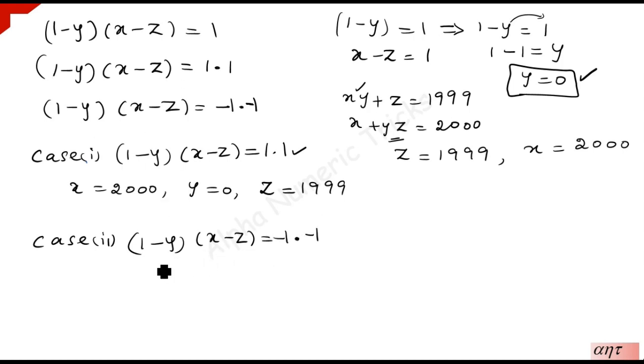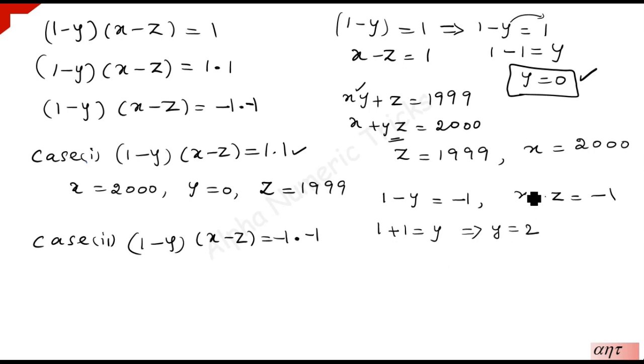So what is the other case for us? You just equate 1 minus y is equal to minus 1, and x minus z is equal to minus 1. We can equate these two terms. From this again, you can take minus 1 to this side and minus y to this side. When you take minus 1 to this side, it becomes plus 1, and when you take minus y to this side, it becomes plus y. So this implies the value of y is equal to 2.